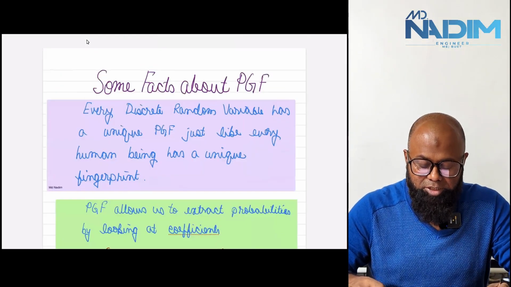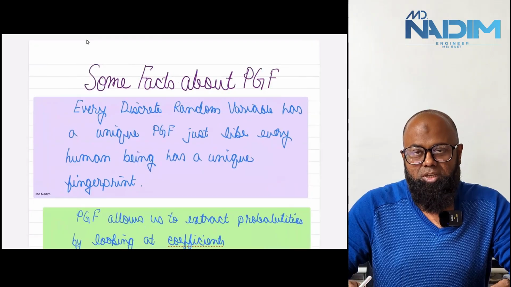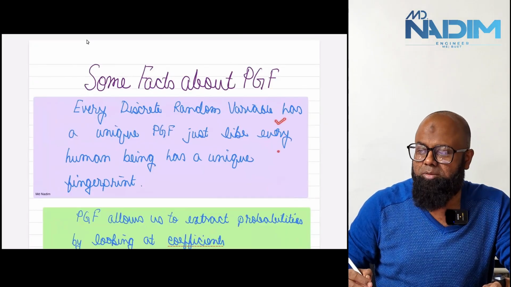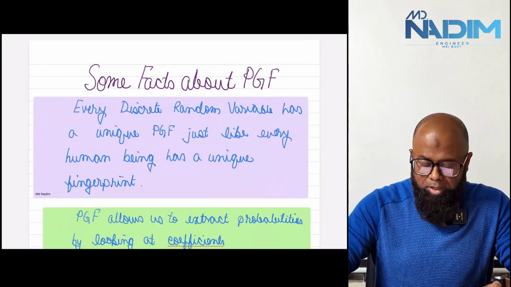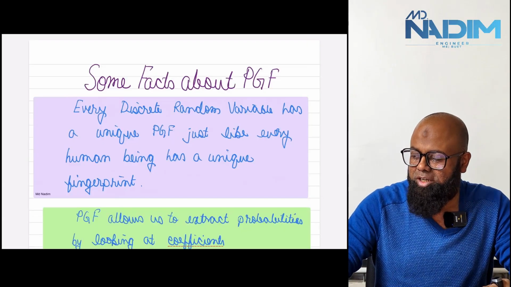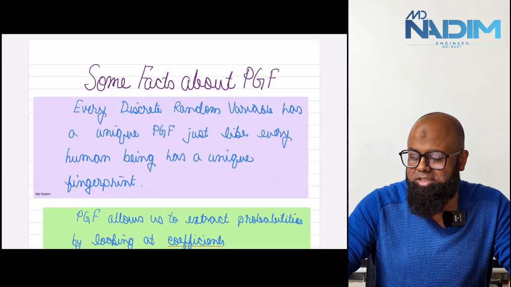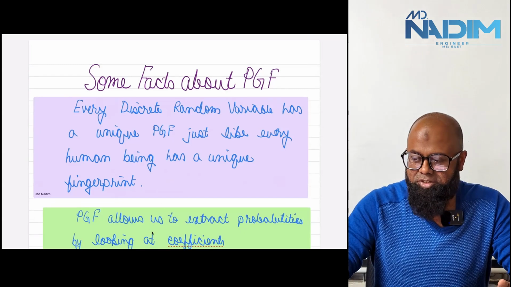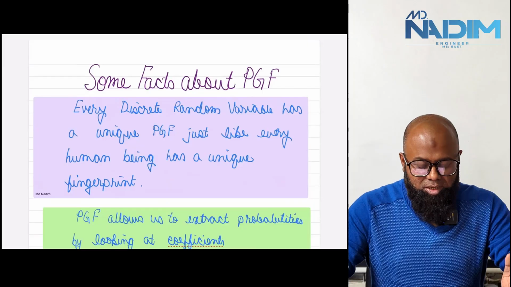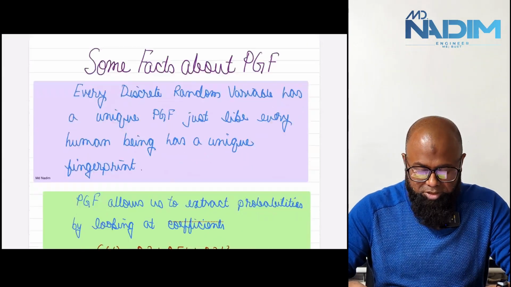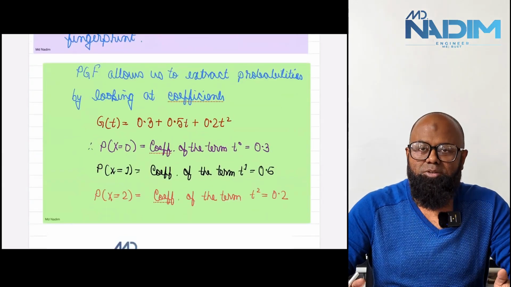First of all, we will write down some facts about the PGF. On the screen you can see that every discrete random variable has a unique PGF, just like every human being has a unique fingerprint. So this is how we can understand the importance of PGF. We have to remember that every discrete random variable has a unique PGF, just like every human being has a unique fingerprint.